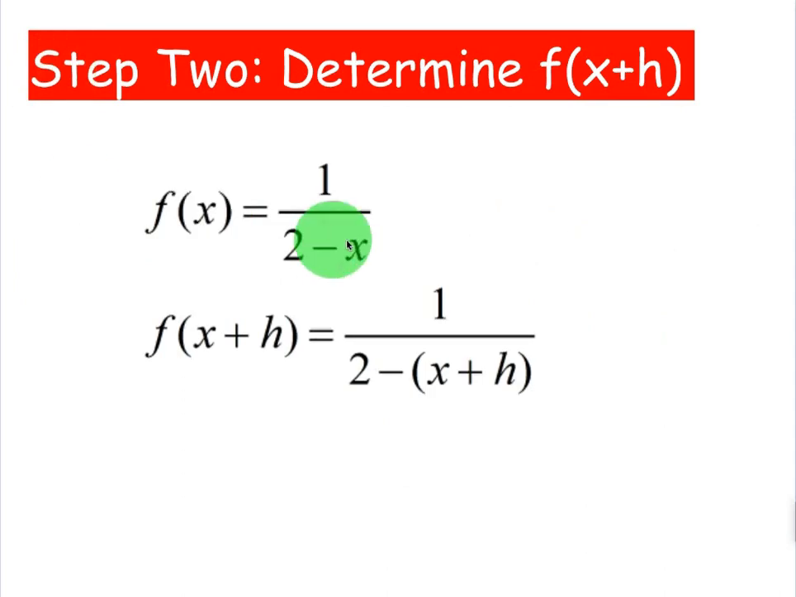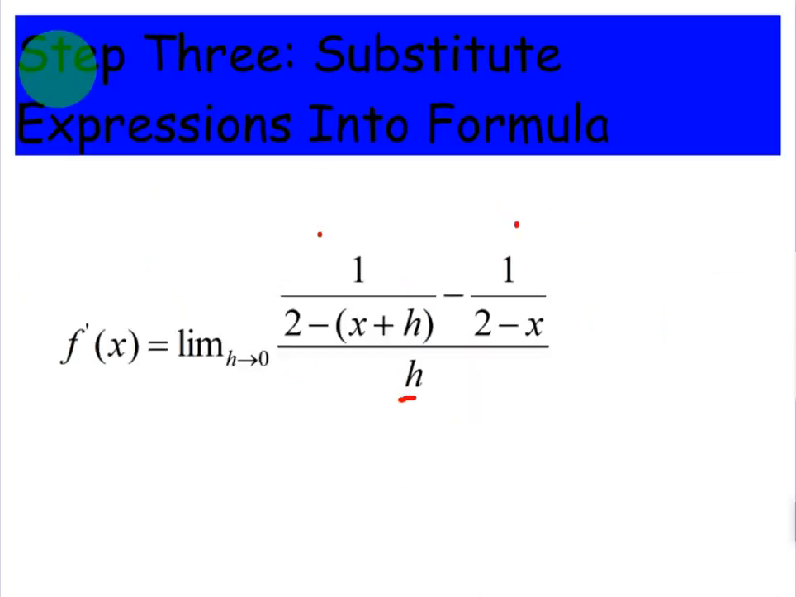The next thing we're going to do is determine f of x plus h. Again, this formula only has one x in it, so every time there's an x, we're going to replace it with x plus h, and we're going to put parentheses around it, which is important because this minus basically winds up distributing to both the x and the h. But for now, we're just going to leave it this way inside the parentheses. So f of x plus h equals 1 over 2 minus parentheses x plus h.